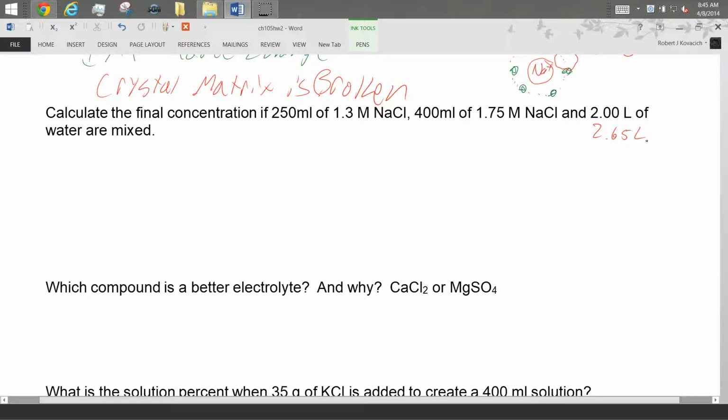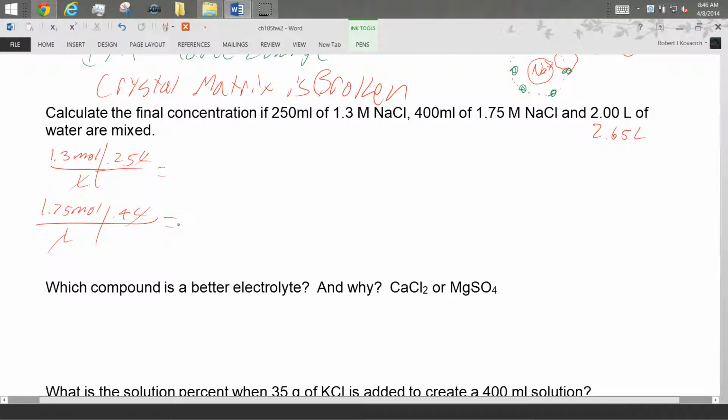So in the 2 liters, there's 0 moles of solute, so I don't have to worry about that one. And I just need to calculate how much is in the 250 and the 400 milliliters. So since I'm just looking for moles, I'm going to write 1.3 moles per liter, and I'll write 0.25 liters, and then the liters will cancel, and then I've got 1.75 moles per liter, and then that was 0.4 liters, so the liters cancel out there. All right, so let's calculate that.